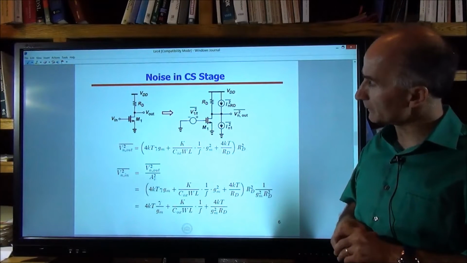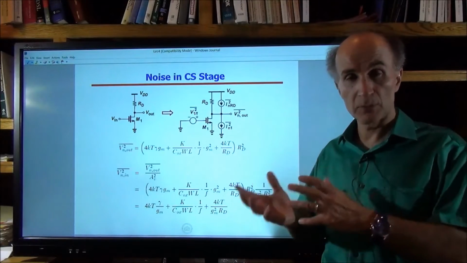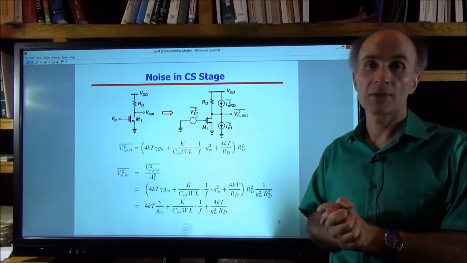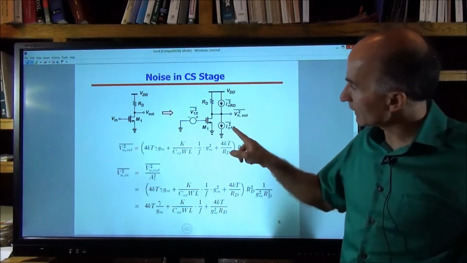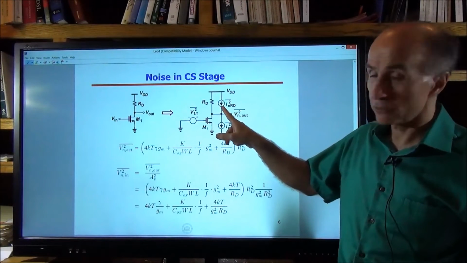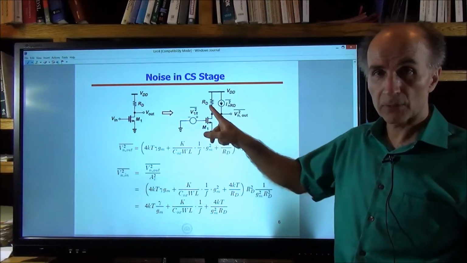Okay, so let's try to find the output noise voltage. And then once we do that, we can refer it back to the input by dividing by the gain squared of the circuit. This current is 4kTγGm, and this current is 4kT over RD. Both of these currents add up and flow through RD.